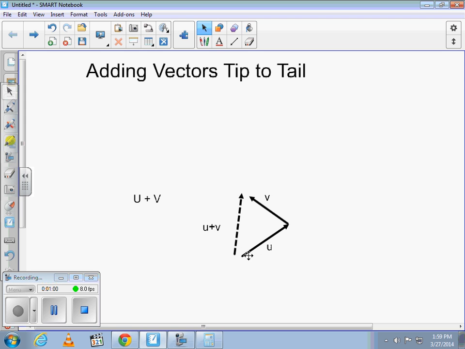What it really means is if you were to follow a path starting at the bottom of u, following u, and then following v, this is the equivalent path. It's simple enough without any numbers. I'm going to show you a numerical example now.